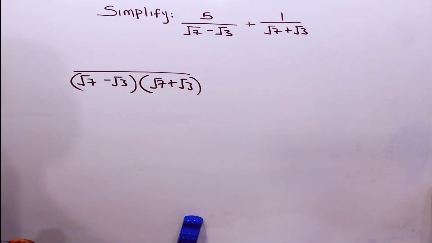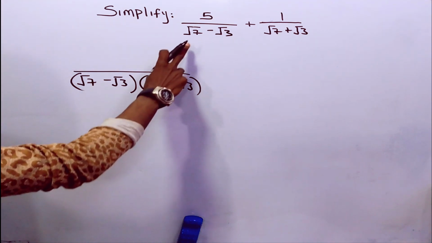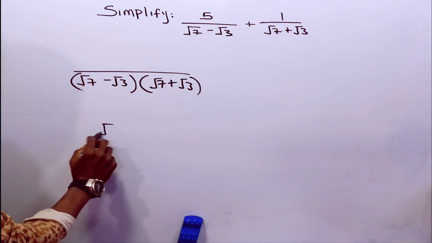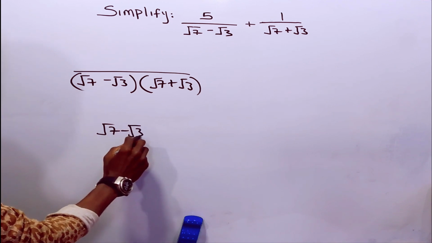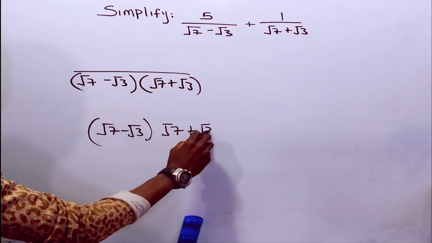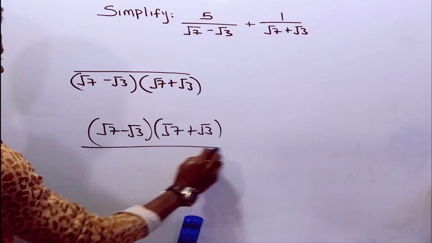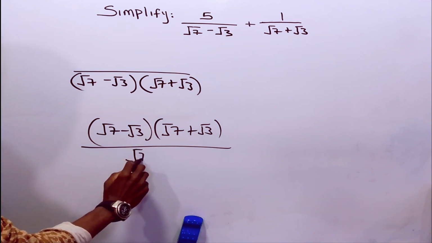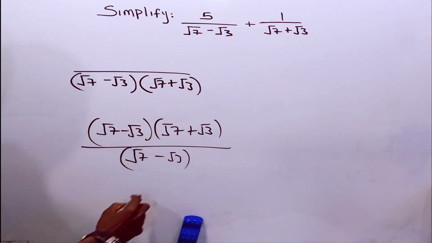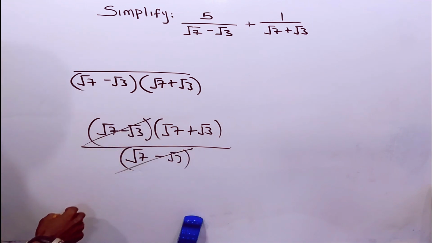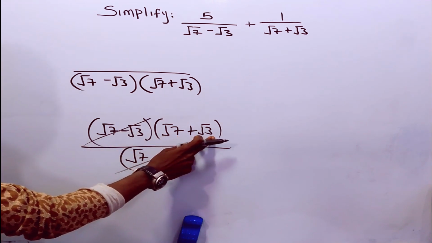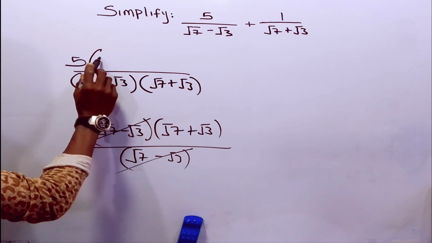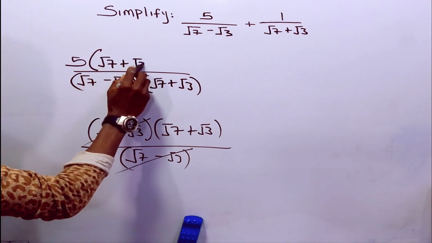Now, since we are using the LCM, this LCM will divide this and times this, and this LCM will divide this and times this. So let's check it out here. If you have root 7 minus root 3, root 7 plus root 3, which is the LCM here, dividing the first denominator, this will cancel out. We'll be left with root 7 plus root 3. Since we have 5 first, we'll have 5 multiplied by root 7 plus root 3.